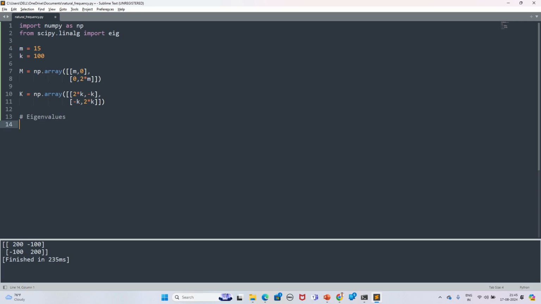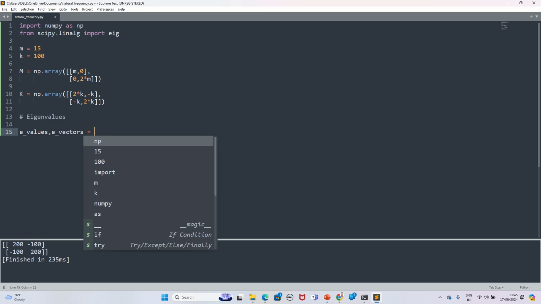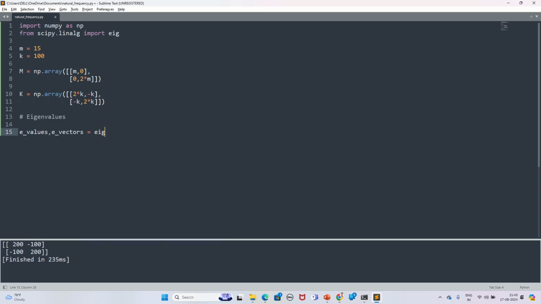There is a syntax for this. We will create one variable e_values, that is eigenvalues, and e_vectors. For that we will call the eig function from the SciPy library which we imported at the top. We have to give the stiffness matrix first, then the mass matrix. Let's run it to see whether we get any error. We are not getting any error, so we are good to go.